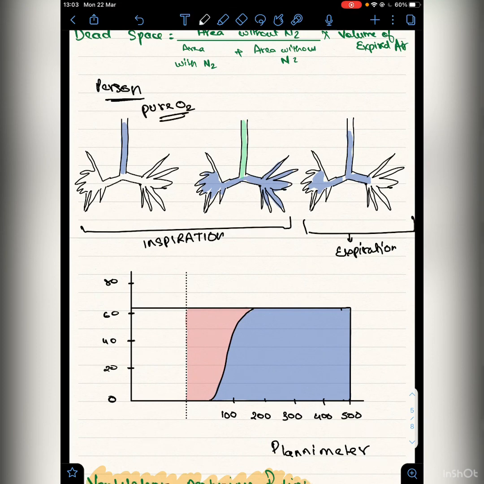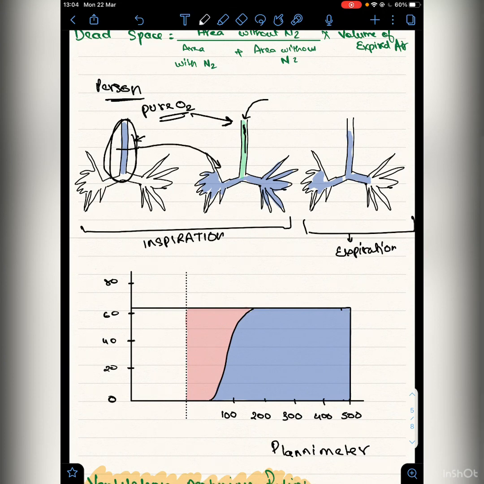When a person is normally sitting doing nothing and having normal breath, the person is asked to have proper inhalation, meaning with full capacity and pure oxygen. This green one is oxygen. So when a person inhales, the oxygen comes into the respiratory tract, and the air which is already present in the respiratory tract is pushed to further spaces.